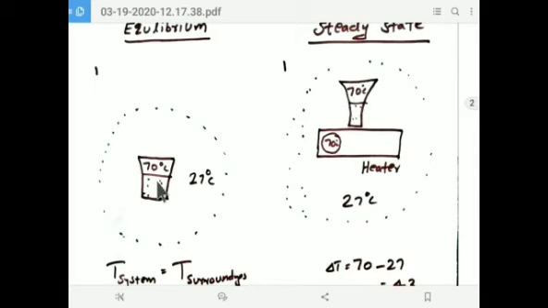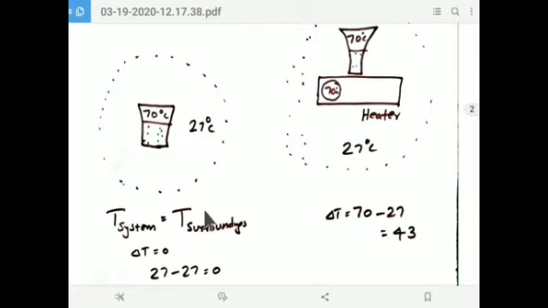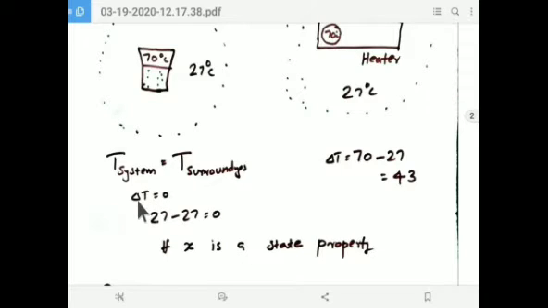We know heat always flows from a high temperature region to a lower temperature region. So here heat will flow from the system to the surroundings. At last, T system is equal to T surroundings. The tea temperature is reduced to 27 degrees Celsius. So the system temperature is 27, the surrounding temperature is also 27. This condition is called thermal equilibrium. So at that time, delta T, T system minus T surrounding, is equal to 0.